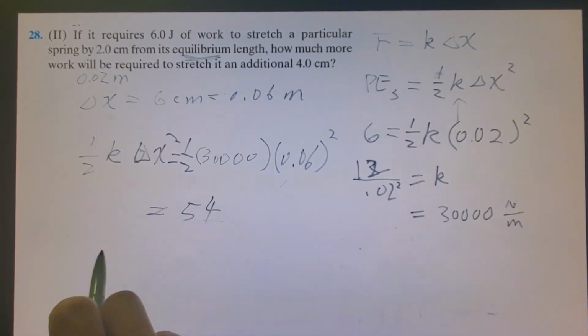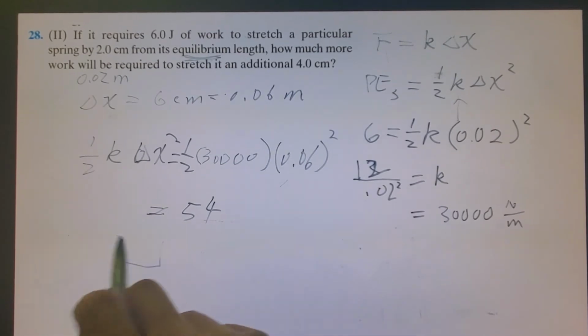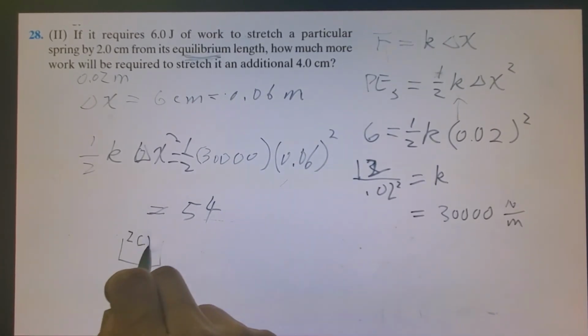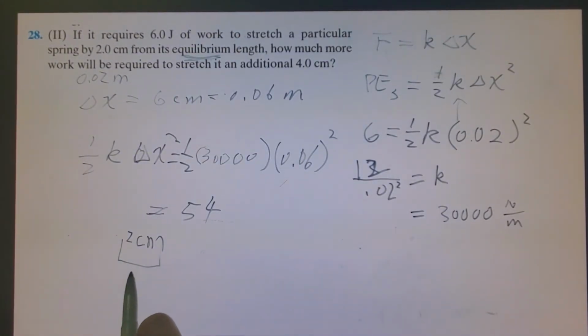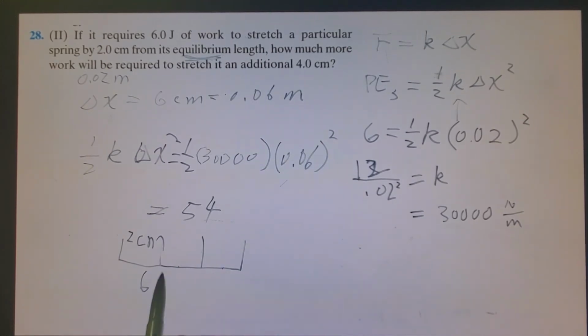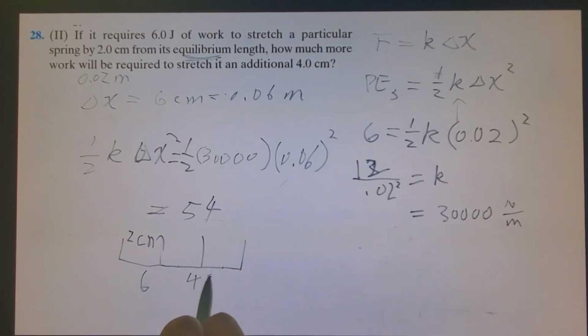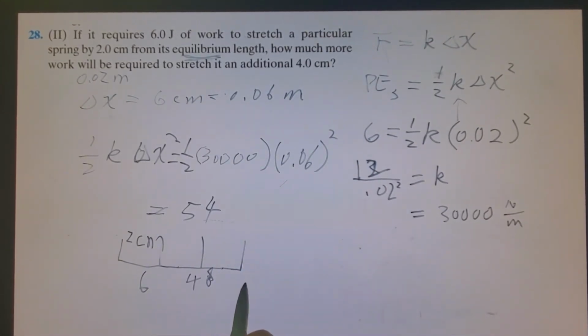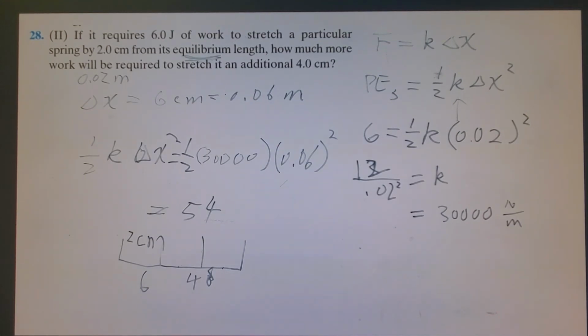So when you stretch the first 2 cm, you need 6 joules. You stretch another 4 cm. Do you think you just add another 6 here, to get 12? No. Over here, you need 48 joules in order to stretch it further in this direction. You add up to be equal to 54. The lucky number for this problem is 6.